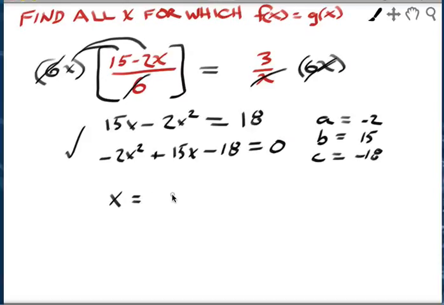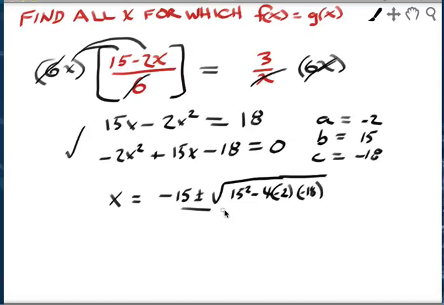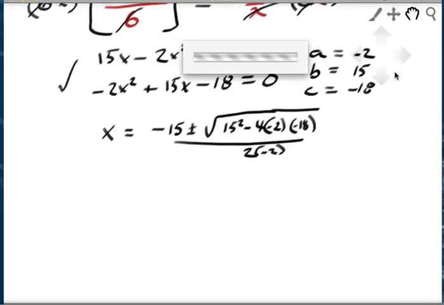x is equal to negative b plus or minus the square root of b squared minus 4 times ac. a is negative 2, and c is negative 18. And all of that is over 2a, or 2 times negative 2. So notice my use of parentheses to practice safe math when I substitute in negative values. Now, we continue on with this problem, and I need some more space.